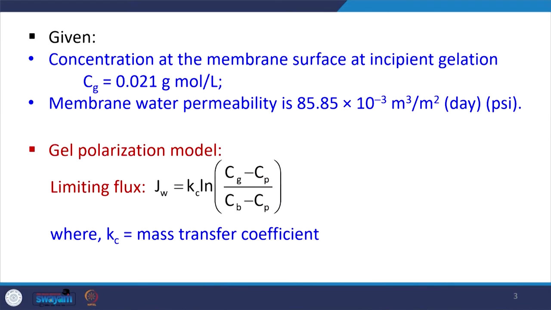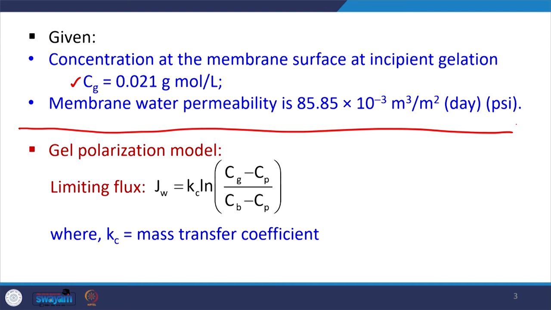So, in this case we have to find out the flow velocity that has to be maintained in the tube to prevent the formation of a gel layer on the membrane surface. Here, what has been given is the concentration at the membrane surface at incipient gelation, and the membrane water permeability is also reported. This is also known to us, maybe from the literature we have found out. Now, we start solving the problem.